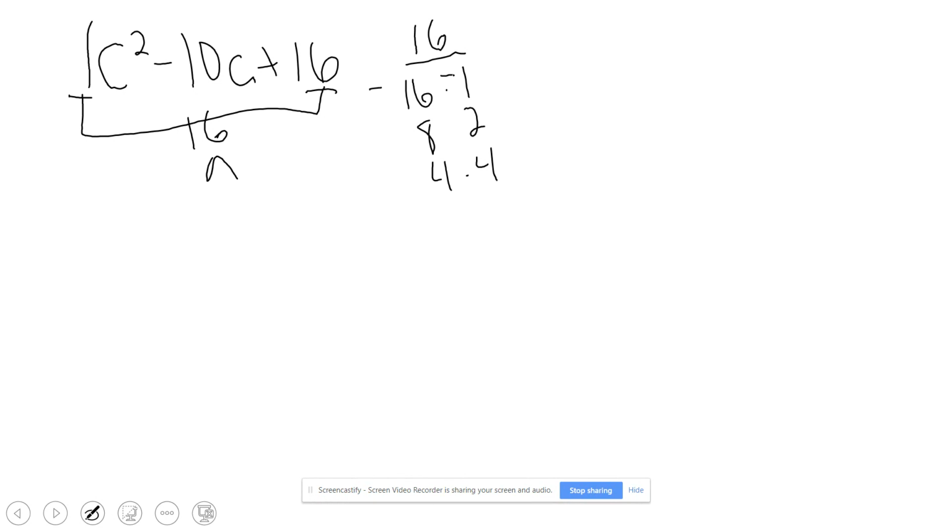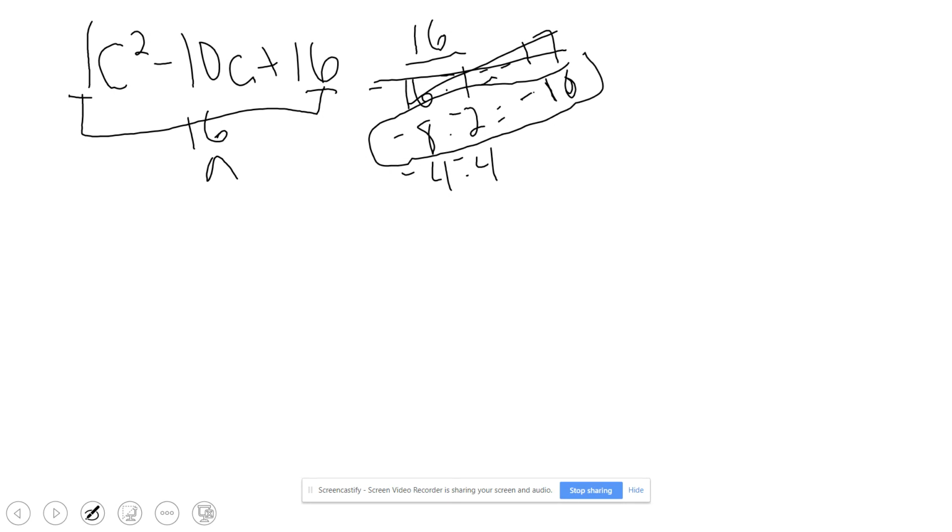Well, a negative times a negative is a positive, so we're going to have to do that because of the negative 10. Negative 16 plus negative 1 is negative 17, so that's not going to work. Negative 8 plus negative 2 is negative 10, and so this is the set of factors that we're looking for. So we have negative 8 and negative 2.